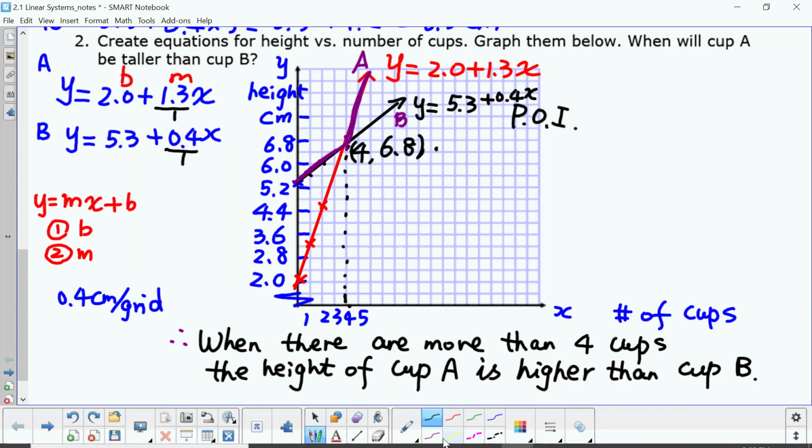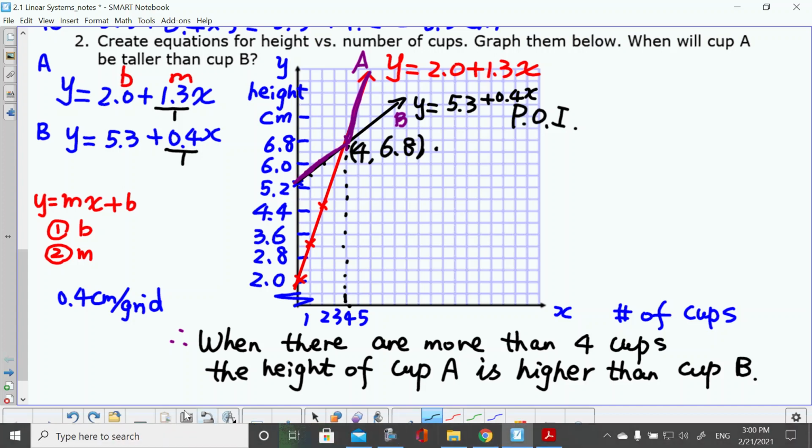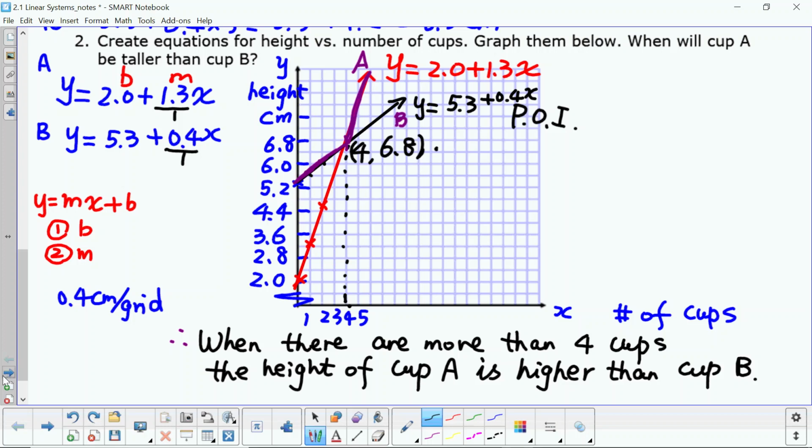Okay, so this is for the first page. And you have 2 lines here. We call this a linear system. You have 2 linear equations, and when there is more than 1, we call it a system. So it's more than 1 line.